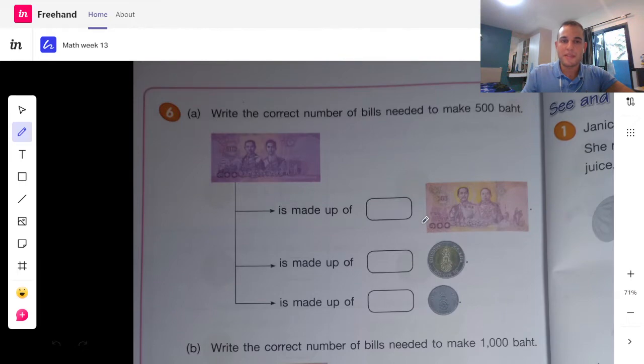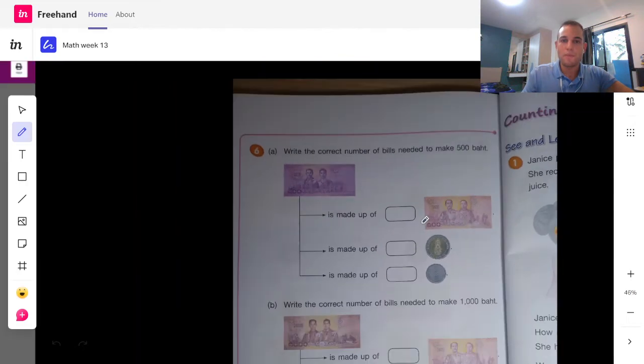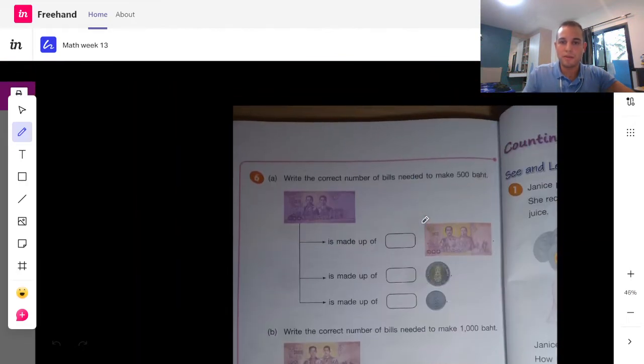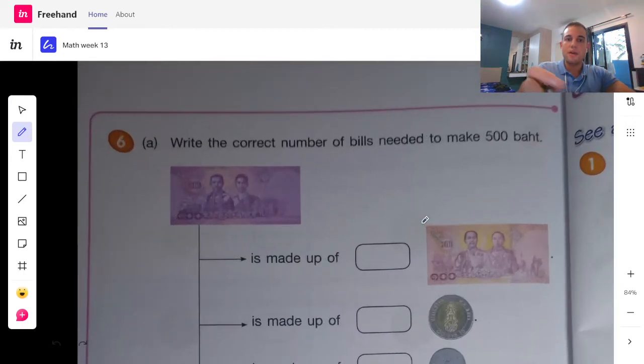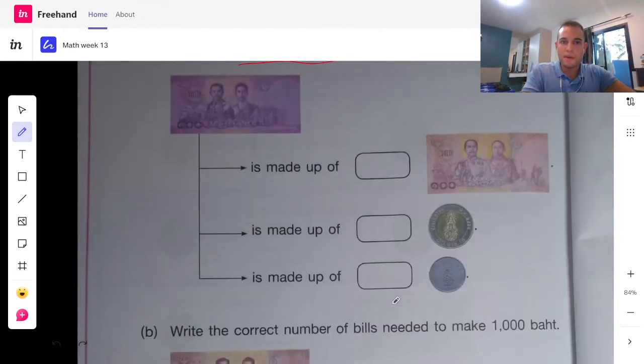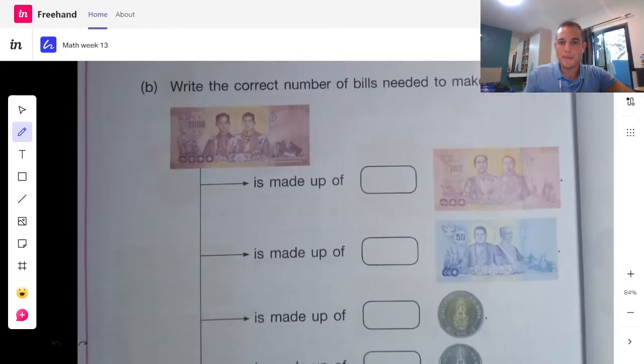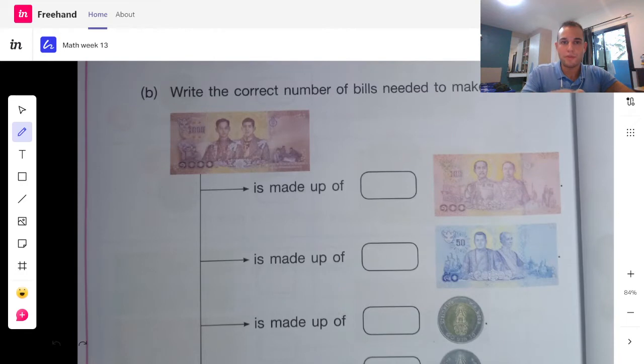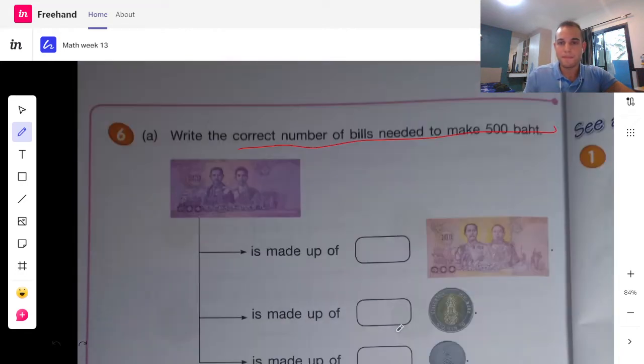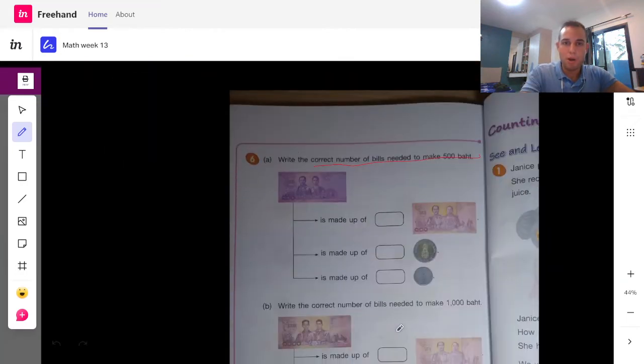We're going to pause here so you can try it. Let's review. Write the correct number of bills needed to make 500 baht. So 500 baht equals how many hundreds, equals how many tens, and equals how many 1 baht. Okay? And then we're going to do the same thing for 1,000 baht for A and B. Okay? Ready? Pause.